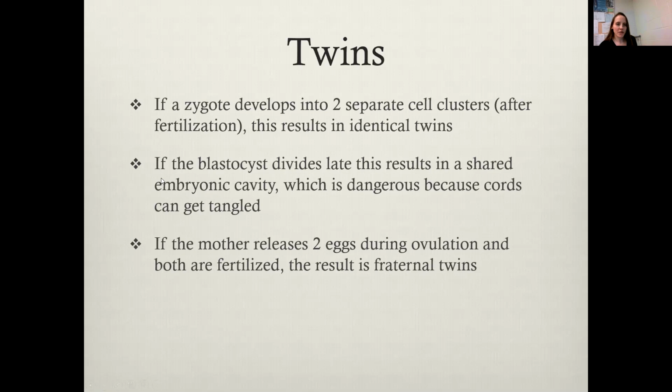And then there's also the second option to develop twins, which is that there are 2 separate eggs released during ovulation. Each of those 2 eggs becomes fertilized and both implant. And in that case, you'll end up with fraternal twins, which are twins that are gestated at the same time, born at the same time, but not genetically identical to each other because their DNA is made of separate eggs and separate sperm.